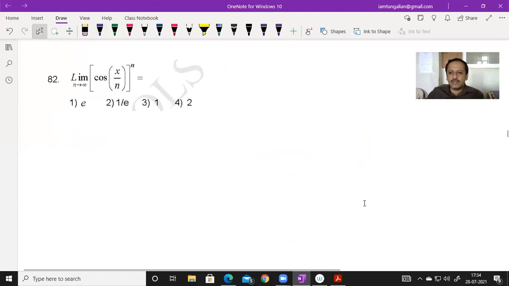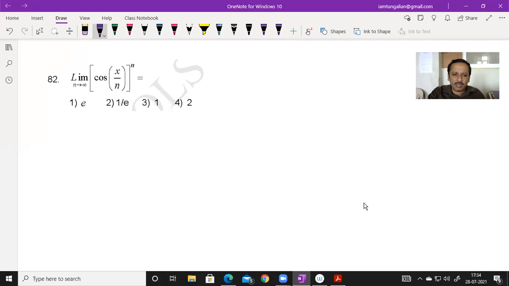Limit n tends to infinity, (cos x by n) whole power n. If I directly apply the limit as n tends to infinity, x by n, so x into 1 by n. When n tends to infinity, 1 by n will become 0. 0 into x, that will be 0. Then you have cos 0. Cos 0 is 1. And power is n there, and when it tends to infinity, it will be 1 power infinity. So as it is, if you apply the limit, you are going to get 1 power infinity.